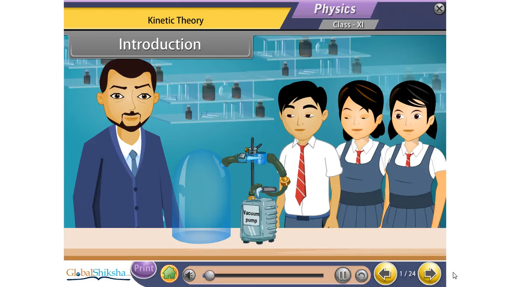Today, a physics teacher is going to perform an experiment in the laboratory in front of students. He took a small balloon and put it in a vacuum jar. Then he switches on the vacuum pump. Suddenly, the balloon starts to expand. After a while, he switches off the pump. Then the balloon returns to its original state.